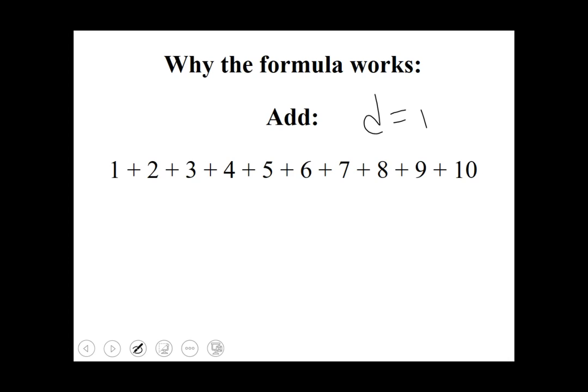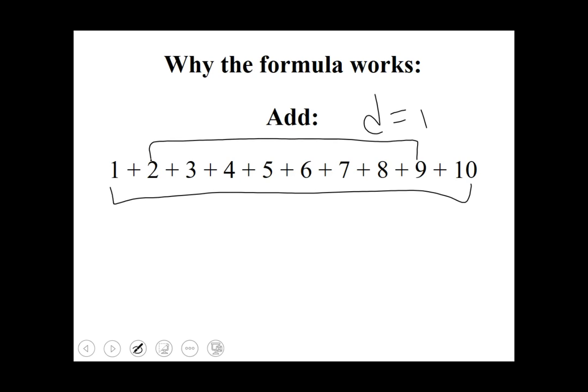If you were trying to find some kind of shortcut for how you could add these numbers up as opposed to just doing 1 plus 2 plus 3, you would look at the first term 1 and the last term 10. Then you would look at 9 and 2. You would look at 8 and 3, 7 and 4, and 5 and 6. If you did that, you would realize that what you really had was 5 groups of 11.